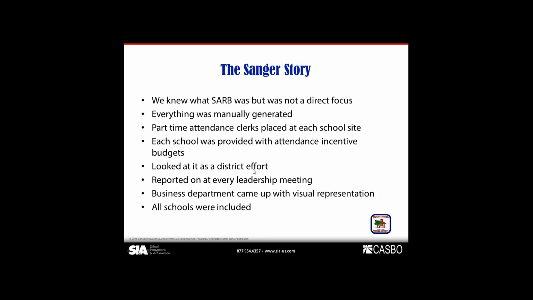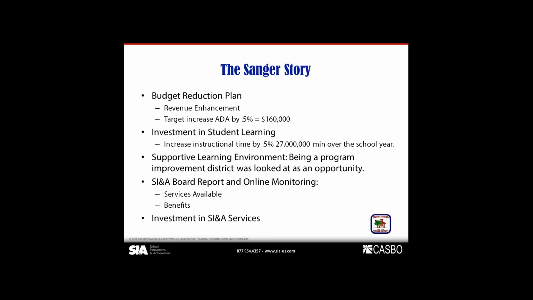And the business department, previous to us engaging with SINA and looking at attendance specifically, we really operated in silos. School sites were a silo, the district office was a silo, and the business department was a silo. But we brought everybody together, and the business department became one of the strongest advocates for the data and using the data. So we then had everybody working together. The other note I'll tell you on our attendance, we included every school.